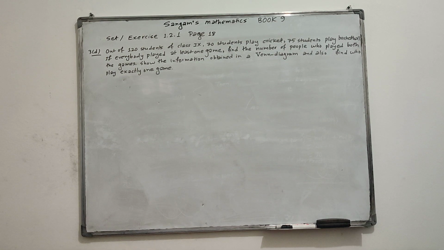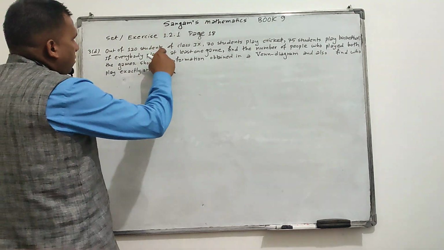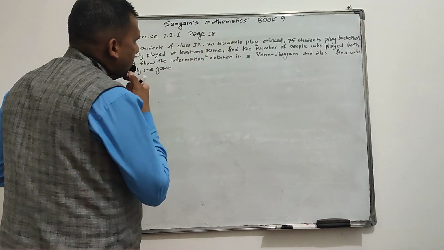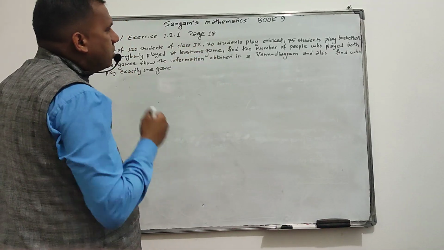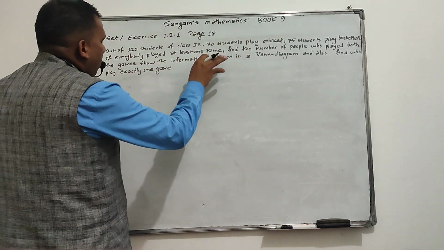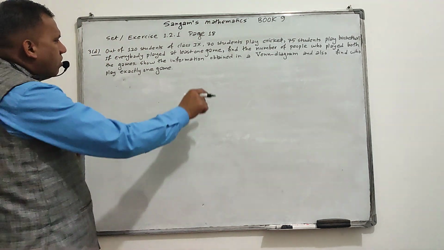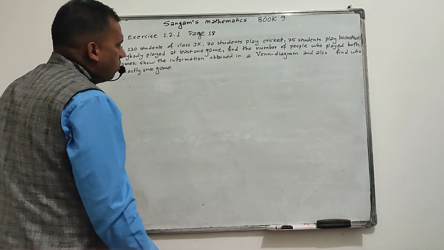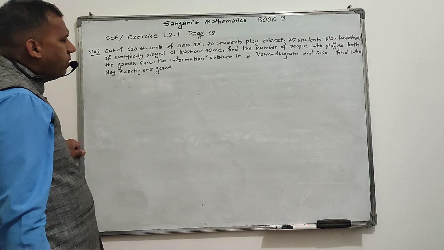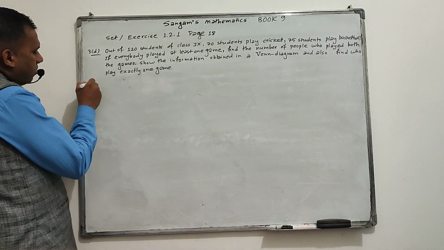Now next question, question number 3D. The question is, out of 120 students of class 9, 70 students play cricket, 75 students play basketball. If everybody played at least one game, find the number of people who played both the games. So show the information obtained in the Venn diagram and also find who played exactly one game. Let us do its solution.